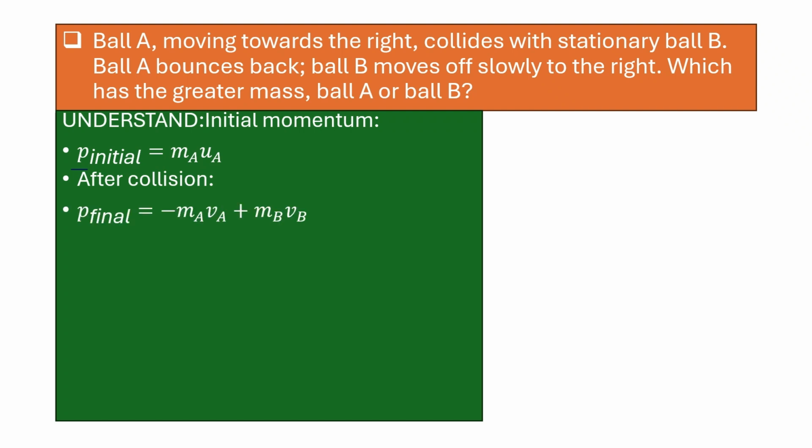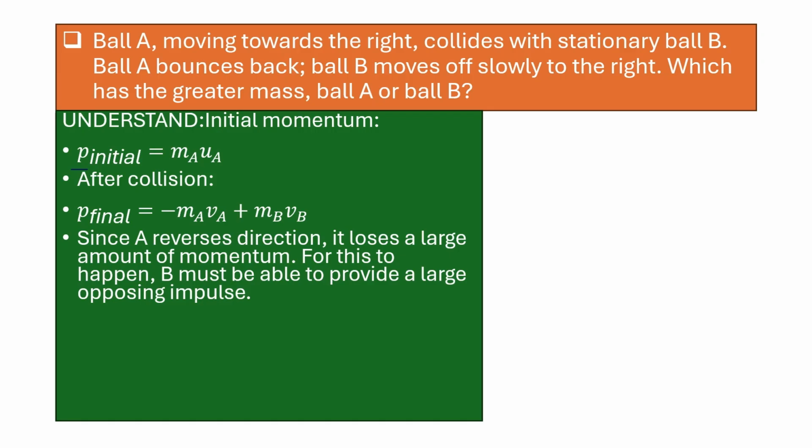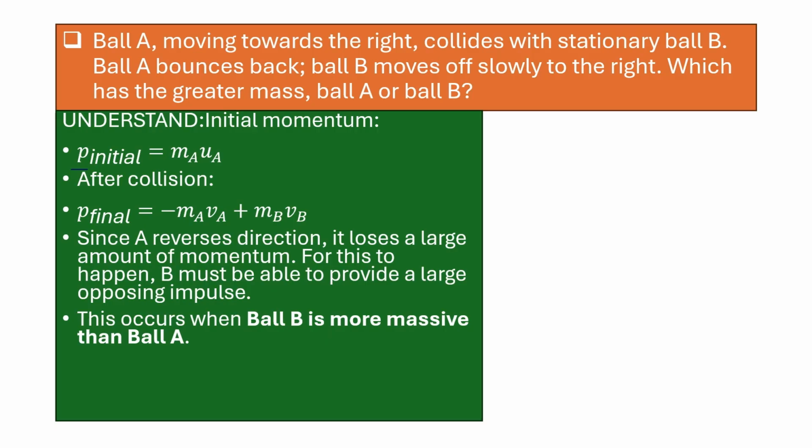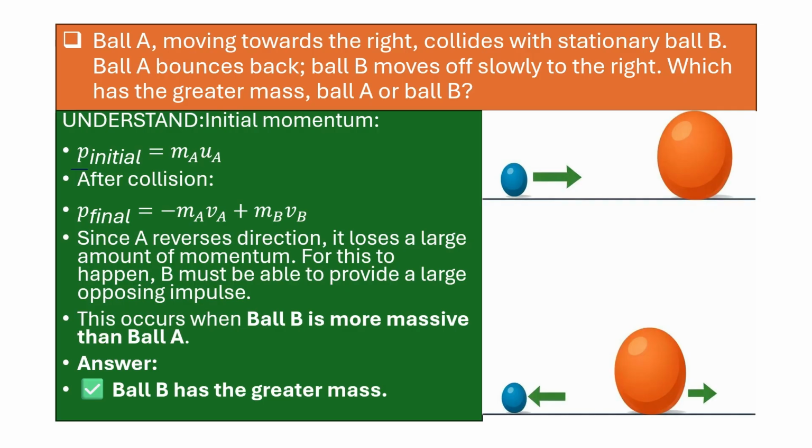After collision, the final momentum is equal to minus m_A v_A for ball A, that is mass of A into velocity of A, plus mass of B and velocity of B. Since A reverses direction, it loses a large amount of momentum. For this to happen, B must be able to provide a large opposing impulse. So this occurs when ball B is more massive than ball A. So ball B has greater mass.